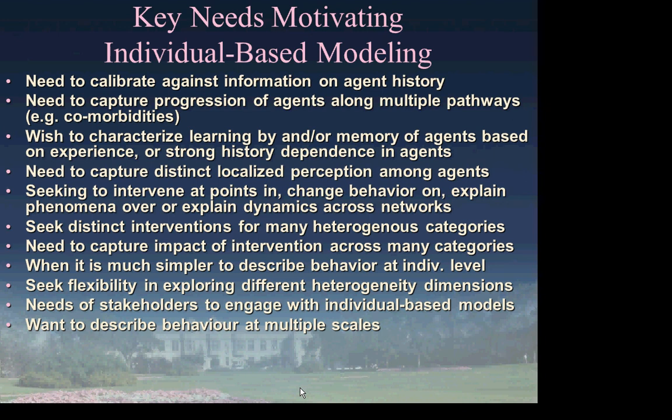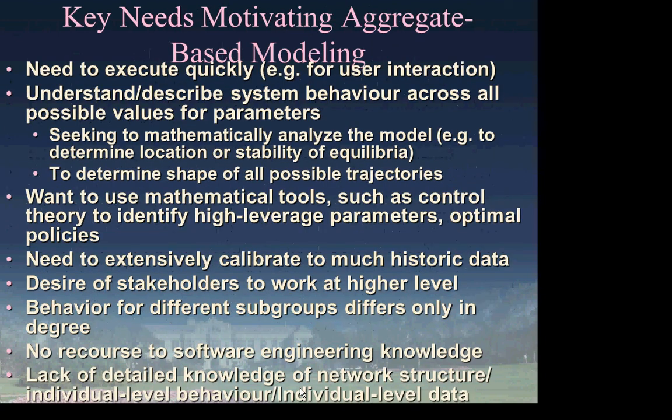Sometimes stakeholders want to reason about things in an individual model, and one of the most compelling things is the desire to examine things at multiple scales. Why would you still use an aggregate model? You want to execute it quickly, describe system behavior across all possible values, use mathematical tools such as control theory, and eigenvalue elasticity analyses to understand what feedback loops are operating right now. You want to calibrate it to a lot of historical data. Often that's easier to do here.